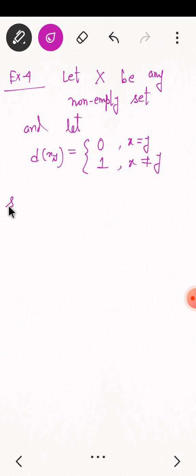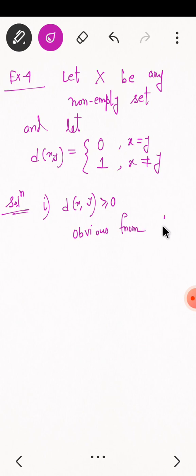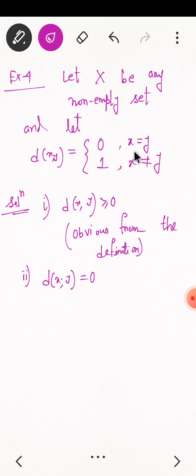So we check that D satisfies the four properties. The first property is trivial from the definition, that is D of xy greater equal to 0, obvious from the definition of D. And the second condition is D of xy equal to 0 if and only if x equal to y. This is also from the definition we get.